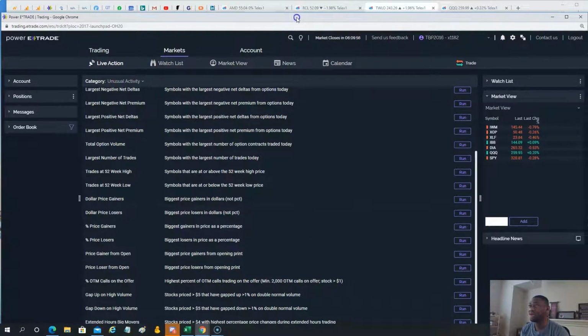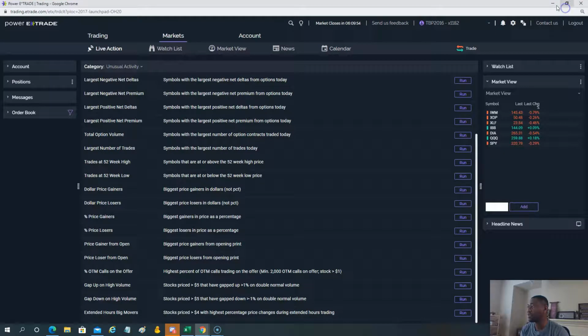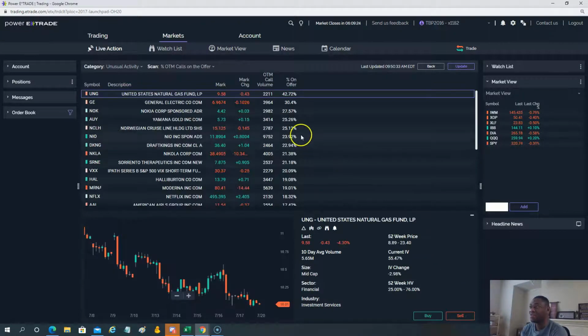Let's maximize my screen so that we can fully take advantage of them. There's one, for instance, that may interest people: percentage out of the money calls on the offer. So that's bullish, right? Minimum 2,000 out of the money calls on offer, and for stocks greater than $1. My only thing here is I prefer when they let you edit some of these. I don't think they give that anymore. So I'm just going to run it and see what it gives us.